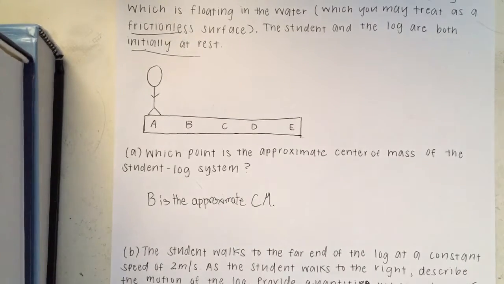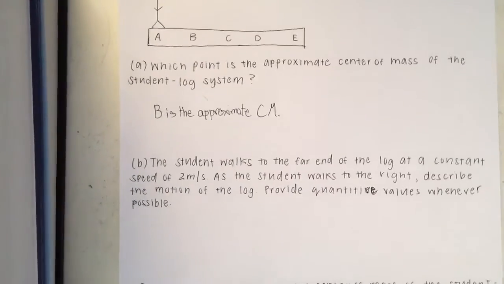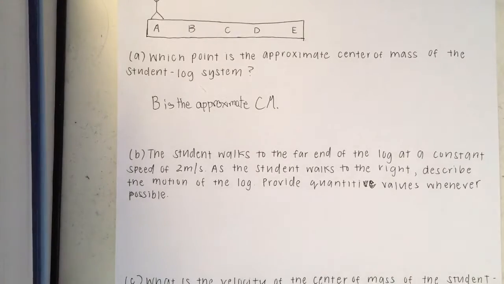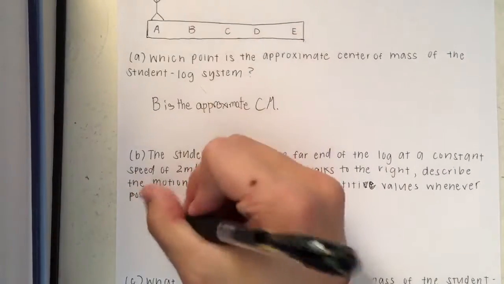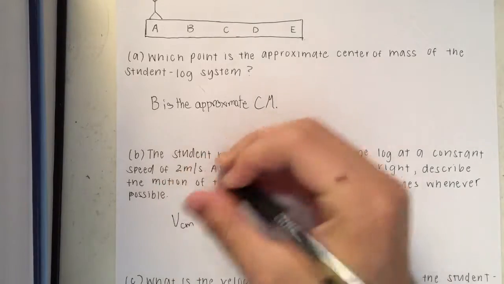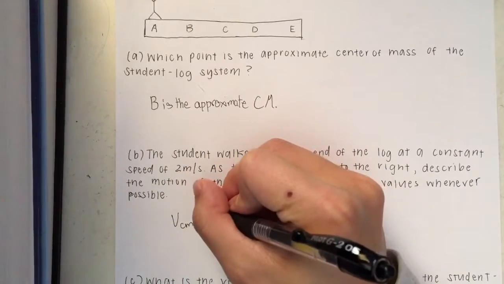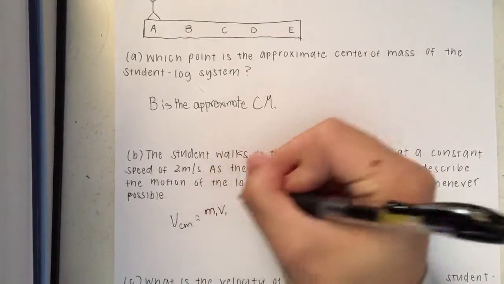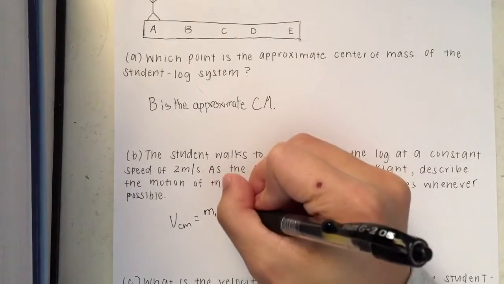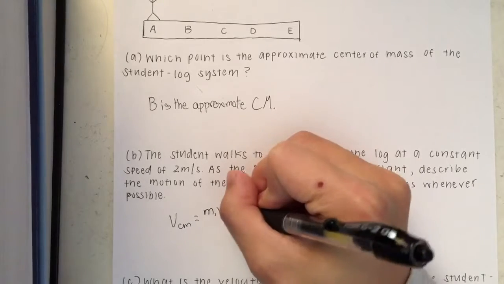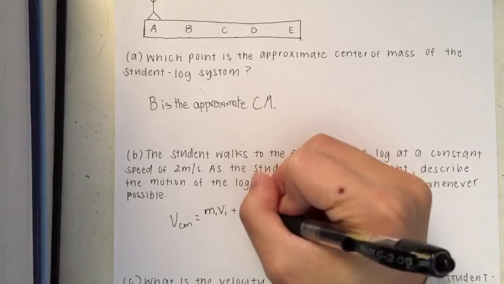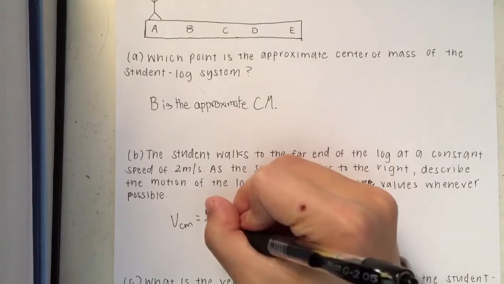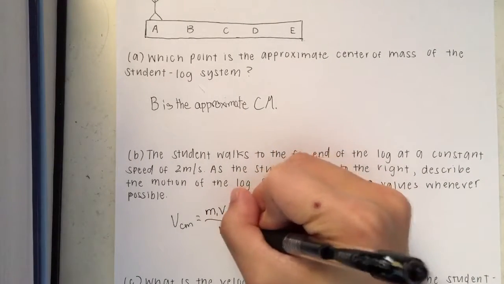Part B asks us to describe the motion of the log while the student moves to the right at 2 meters per second. To find the motion of the log, we could use the velocity of the center of mass formula. So VCM equals mass of the first object, which is the student, times the velocity of the first object, which is the student moving, plus the mass of the second object, which is the log, and the velocity of the log, over mass of the student plus the mass of the log.